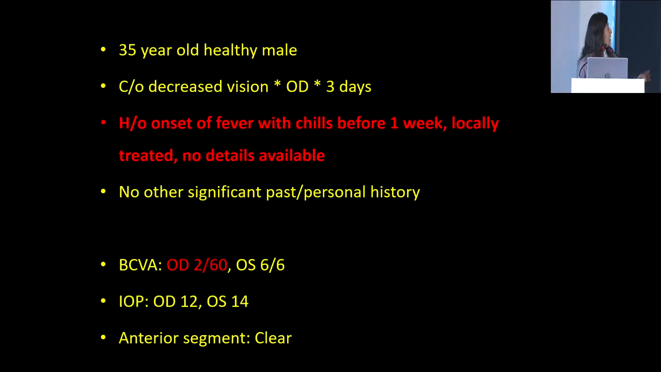A 35-year-old healthy male presented to our OPD with a complaint of diminution of vision in his right eye since 3 days. He had a past history of fever with chill in the past week, which was treated locally. His best corrected visual acuity in the affected eye was 2/60. Intraocular pressures were within normal limit. Anterior segment findings were also within normal limit.